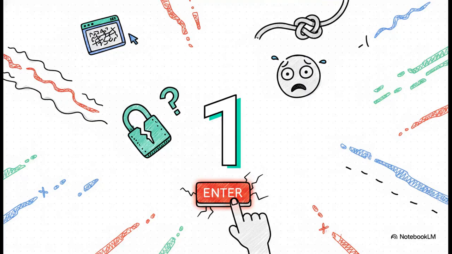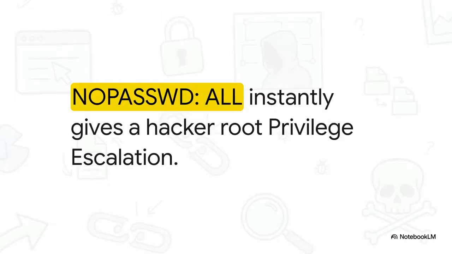Okay, drumroll please. We've reached the climax of our countdown. Number 1, the ultimate prize. The most terrifying command of all doesn't require any complex zero-days or sophisticated malware. It relies entirely on basic human error. The command is sudo su, and the crucial failure point is the configuration NOPASSWD: ALL.